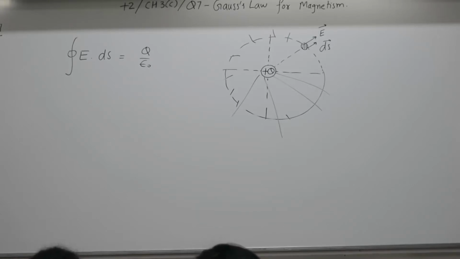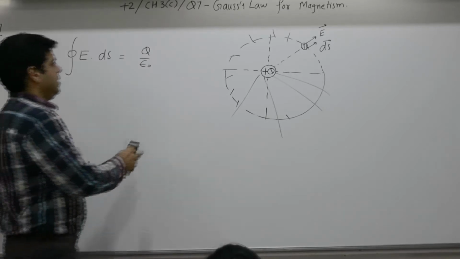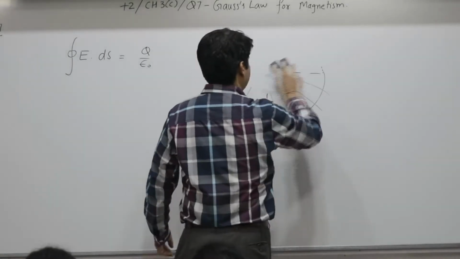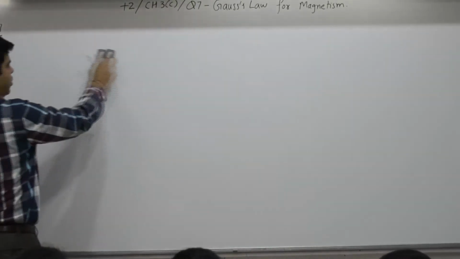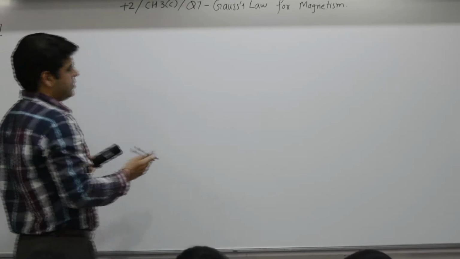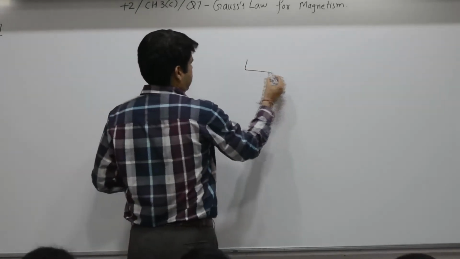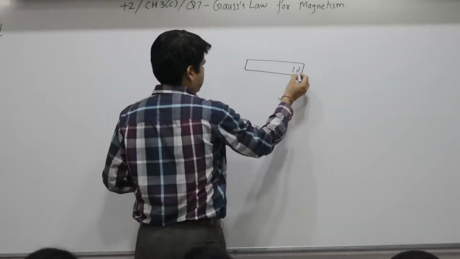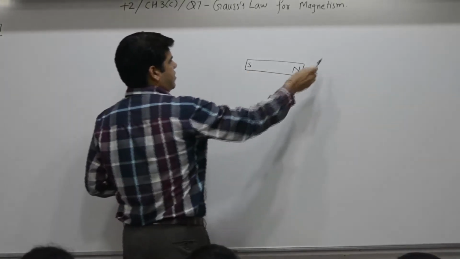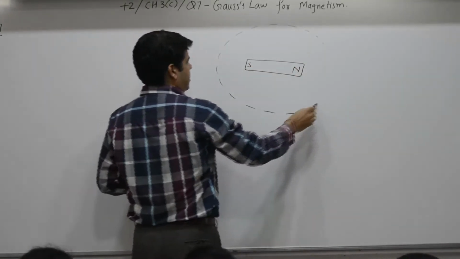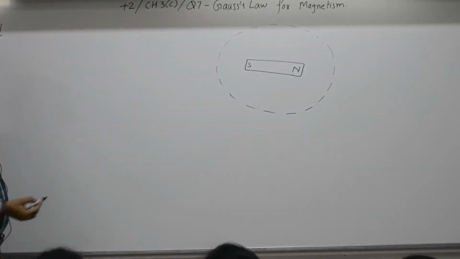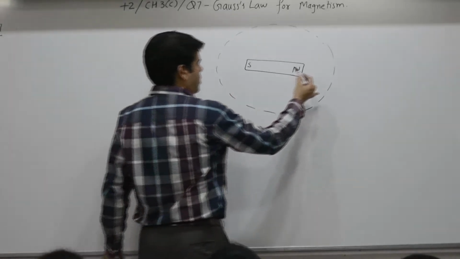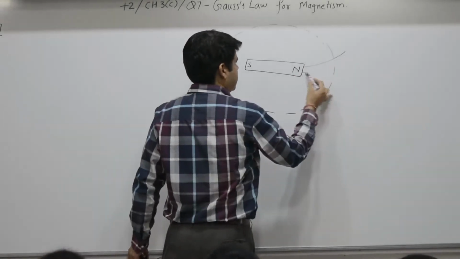Now, Gauss's law for magnetism is what? Equivalent to Gauss's law in electrostatics, you have Gauss's law for magnetism. You place a magnet, and surrounding the magnet, think of a Gaussian surface, a hypothetical surface. The law is: lines will move out of north.